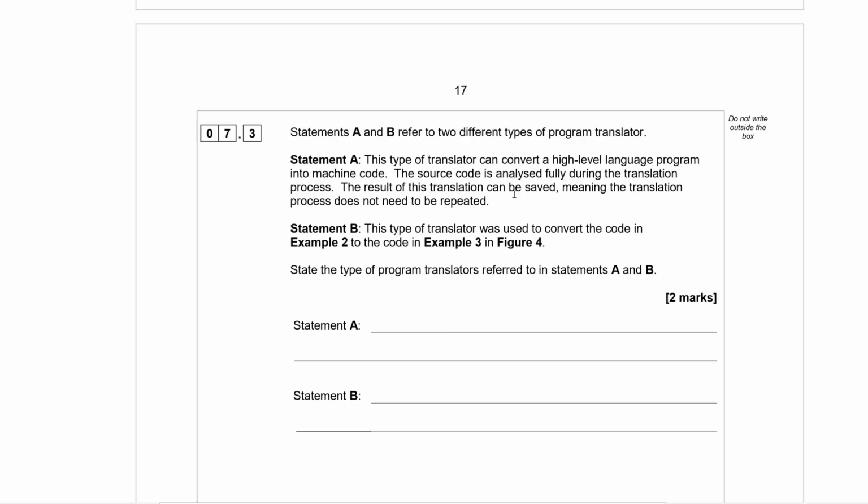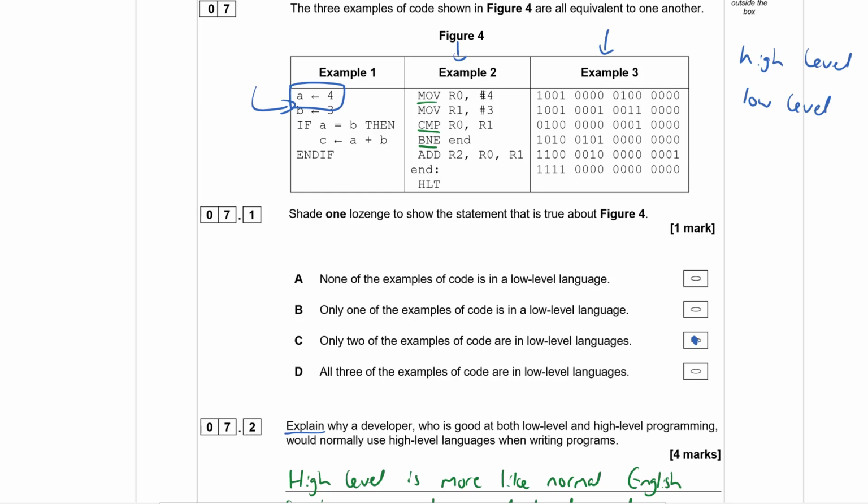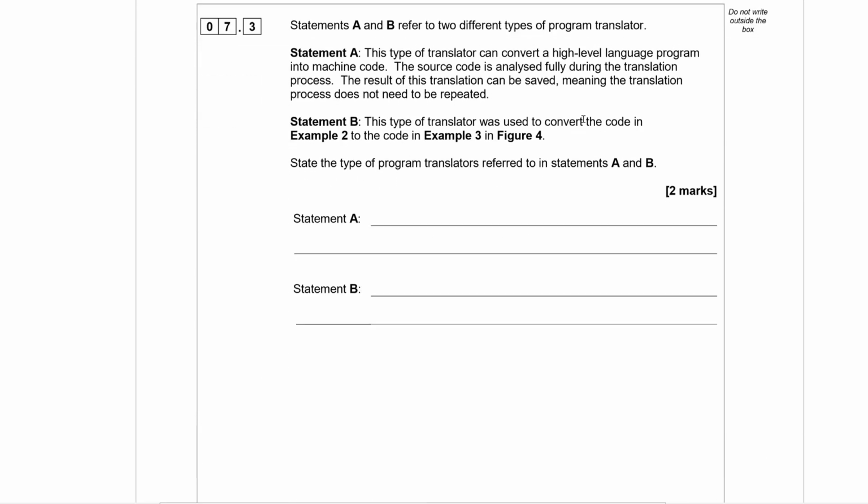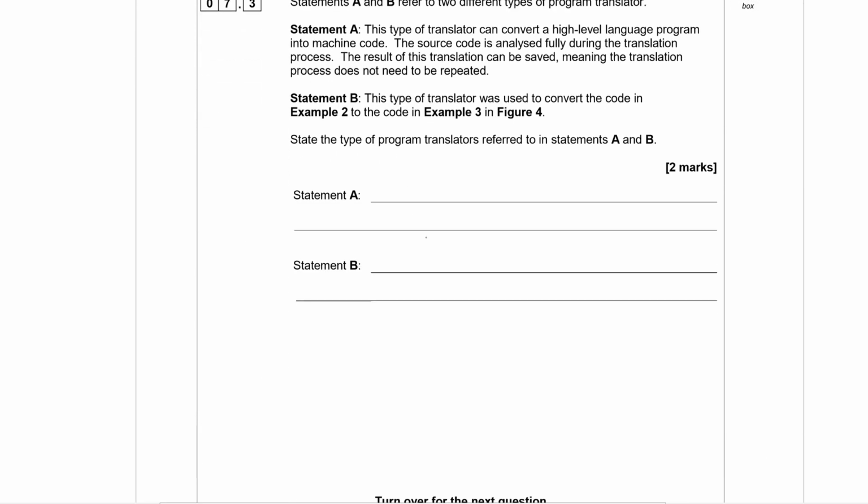Well, I've said a few times, example 2 is assembly and example 3 is machine code. So therefore, statement B is an assembler. An assembler is the only translator which goes from assembly code to machine code. Compilers and interpreters only go from high level direct to machine code. So statement A is really asking us, is it a compiler or an interpreter?